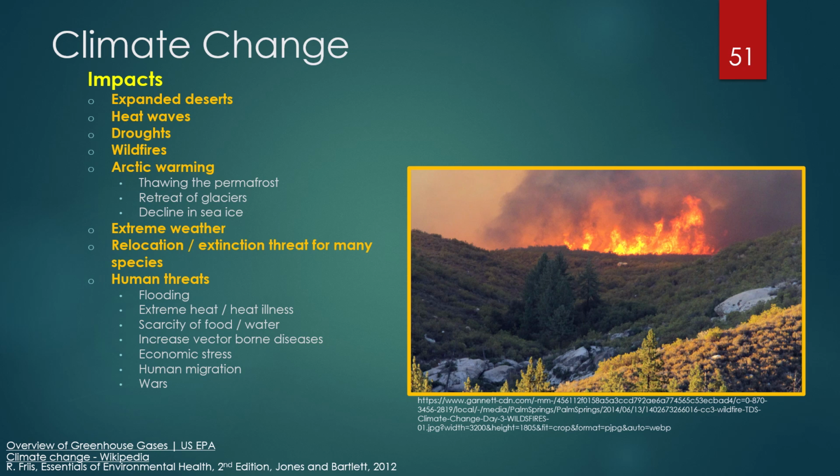Climate change has had a significant impact on the environment. Deserts are expanding, heat waves, droughts, and wildfires are becoming more common. Arctic warming is causing a thawing of permafrost, retreat of glaciers, and a decline of sea ice as ocean temperatures rise and glacial and sea ice melts. Higher temperatures are also associated with more extreme weather patterns, including more intense storms.